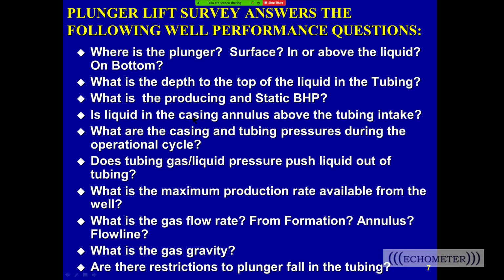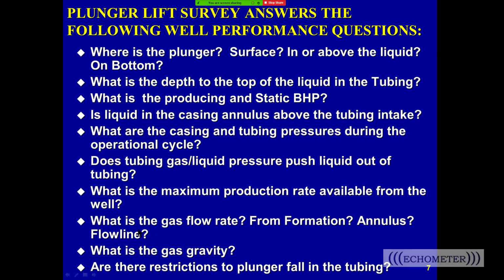We can see the liquid above the end of the tubing in the casing annulus. We monitor the tubing and casing pressures throughout a cycle, and that provides a lot of different information that we'll talk about. We can see if the well needs a standing valve, because during shut-in, if the liquid load in the tubing gets pushed out, you need a standing valve to keep that from happening. That usually occurs when the tubing's set too high and you don't have any pressure from the well to hold the liquid in. We calculate the maximum production rate available from the well.